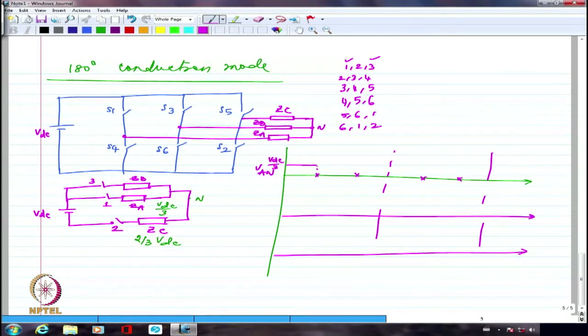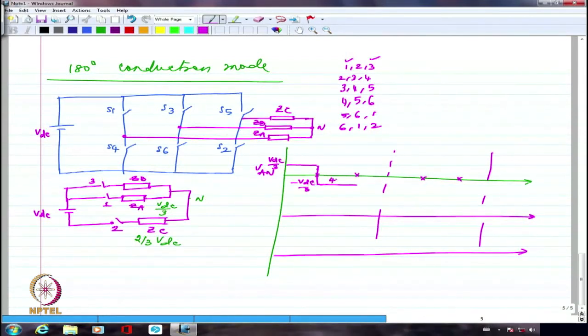Right? After this I am going to have 2, 3, 4. And please note 4 is also corresponding to A phase. And 2 and 4 both of them are conducting parallelly. So they will have minus VDC by 3 across each of them. So 2 corresponds to C phase, 4 corresponds to A phase, and it will be minus VDC by 3. So I should have from here, it will jump to minus VDC by 3.